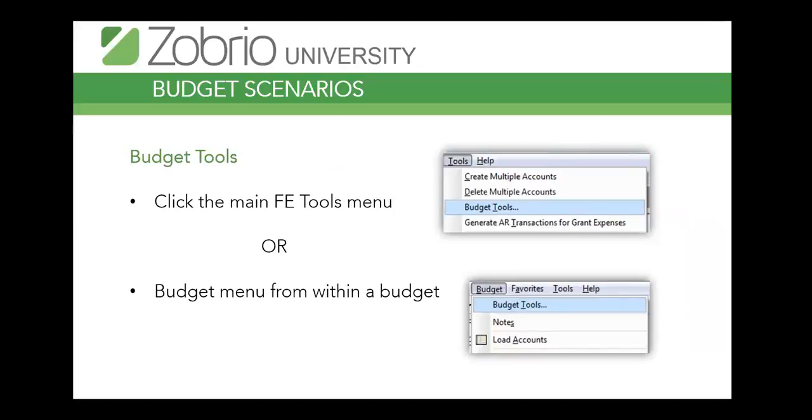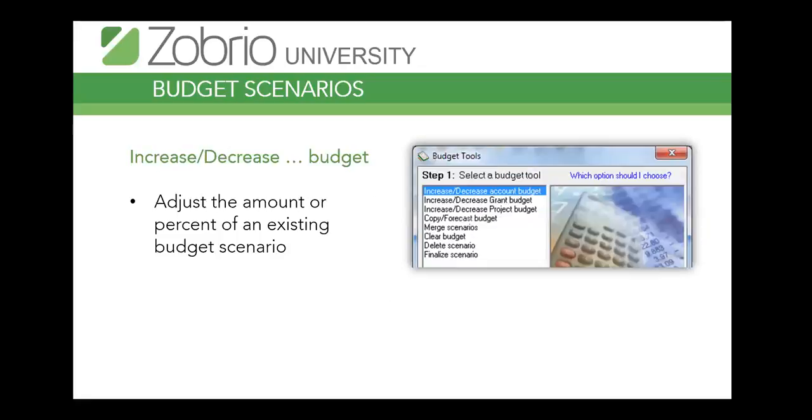Now, once we have our budgets all in place, there are budget tools available to us. We can access these if you're on the Records Budgets screen at the Financial Edge main page. You can pick the Tools menu and then select Budget Tools. Or if you're within the Budget Scenario grid, you can choose Budget from the top menu and then Budget Tools. This is the top of the screen, listing all of our budget options.